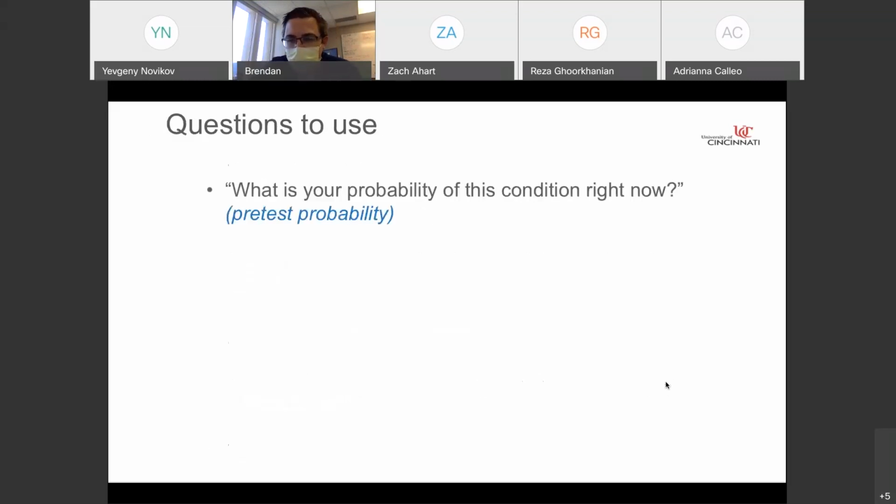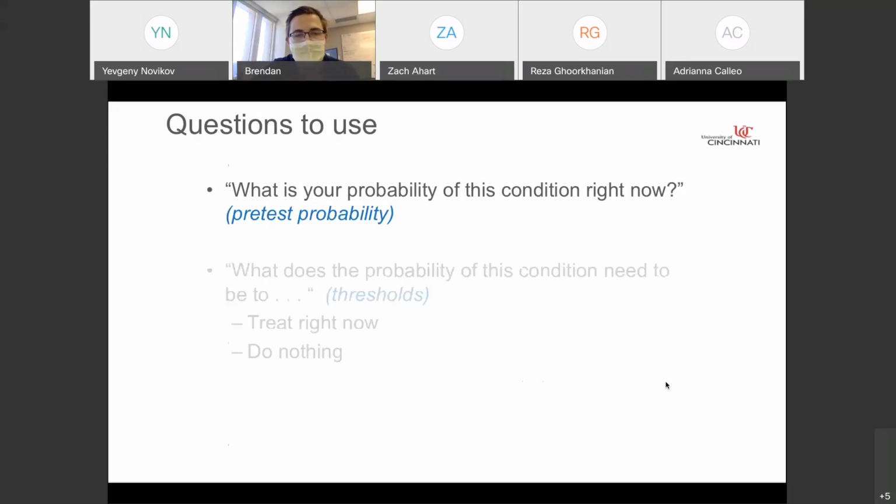Ways that you can be better at this, questions that you can use to help apply these things to your practice. What is the probability of this condition right now, right? Just ask yourself that question when you're evaluating a patient. As you hear their story and you come to the end of what they're saying, really just say, what is the probability of this condition right now? And then go through your exam and then apply those exam findings to what you've been discussing with the patient.